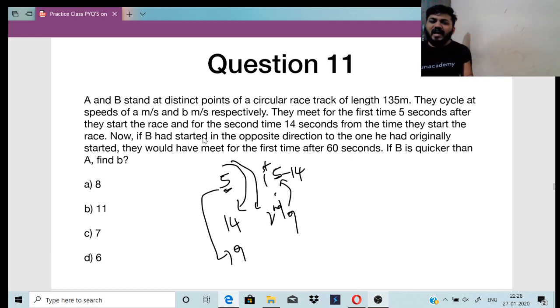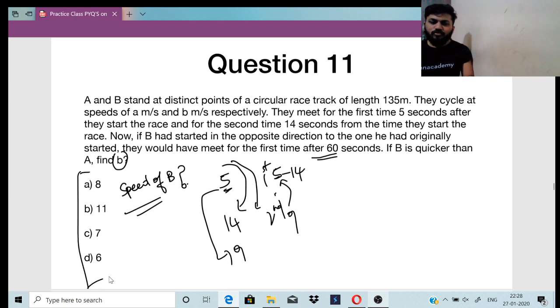Now, if B had started in the opposite direction to the one he had originally started, they would have met for the first time after 60 seconds. If B is quicker than A, find B. That is the speed of B. What is the speed of B? You guys have to find out. Here are your 4 options. Tell me the right one.